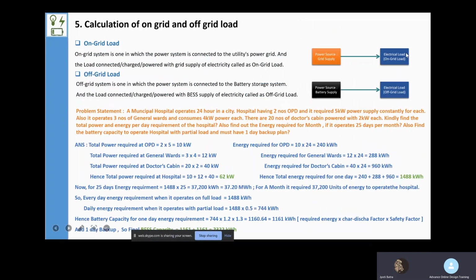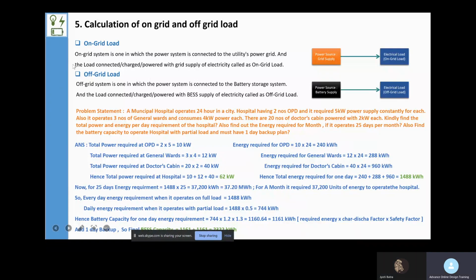Okay. So there will be a fruitful example where you can understand how grid load and off-grid load can be correlated. From my perspective, a load cannot be off grid or on grid. It's a physical connection, the powering source. Whether it is connected to the grid, meaning the discoms, then the load is called a grid type load. And when it is connected to your batteries or battery energy storage systems, then it is called off-grid load.